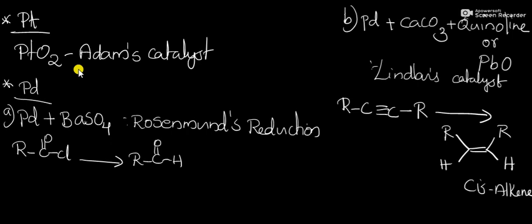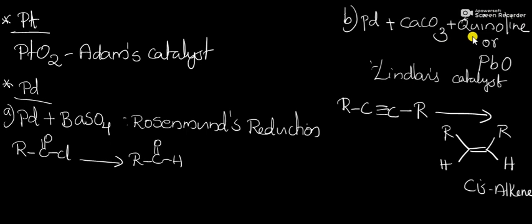Another important catalyst is palladium, and the palladium barium sulfate combination is called Rosenmund reduction. That is, an acid chloride will be converted into an aldehyde in the presence of palladium and barium sulfate. Another very important palladium catalyst is Lindlar catalyst, that is palladium calcium carbonate and quinoline mixture, or lead oxide can be used instead of quinoline.